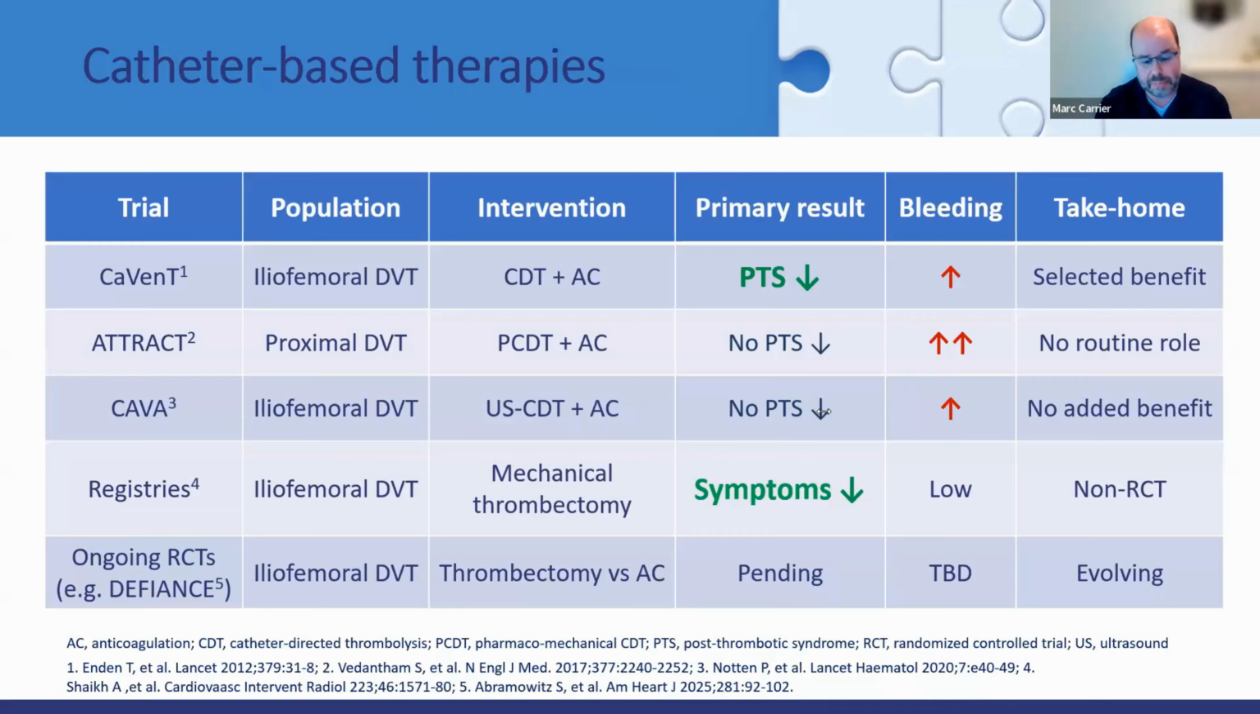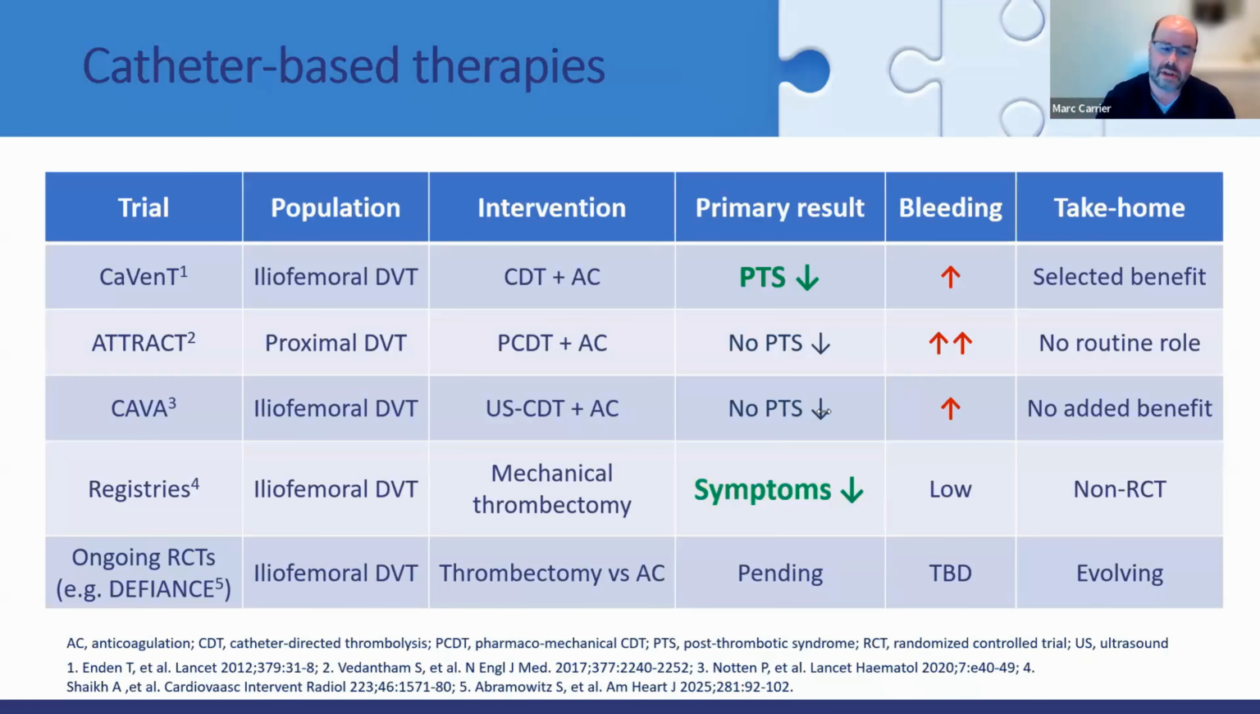When you look at the PTS at 2 years, they showed an absolute risk reduction of about 14%, hence the arrow down for PTS in green, but that seemed to be associated with a slightly increased risk of bleeding, so maybe selected benefit in these patients.